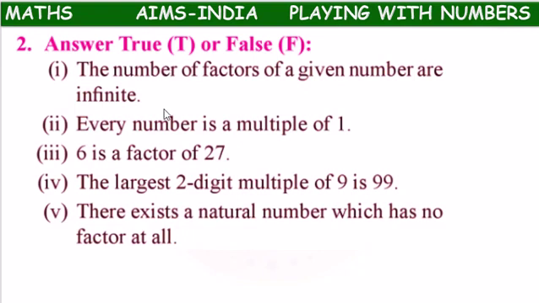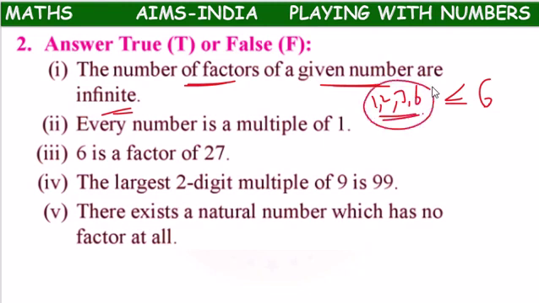Next children, true or false? The number of factors of a given number are infinite. If they give any number like 6, the factors of 6 will be less than or equal to 6: 1, 2, 3, 6. They are finite and countable, but the statement says infinite. It is wrong, false.